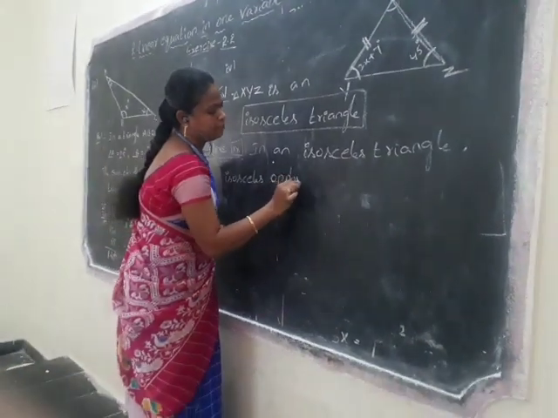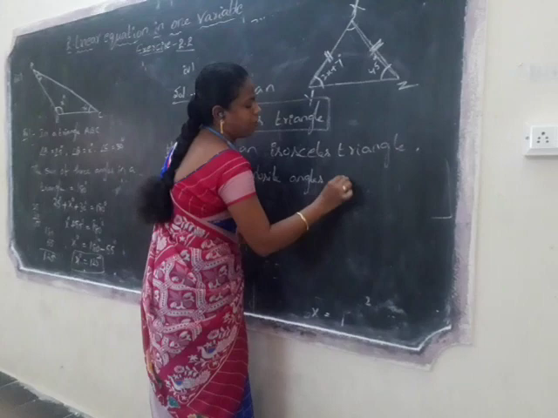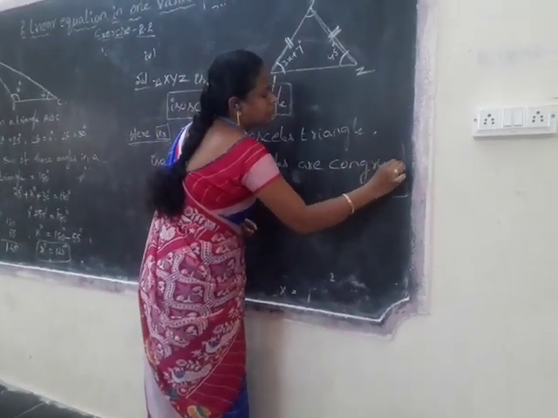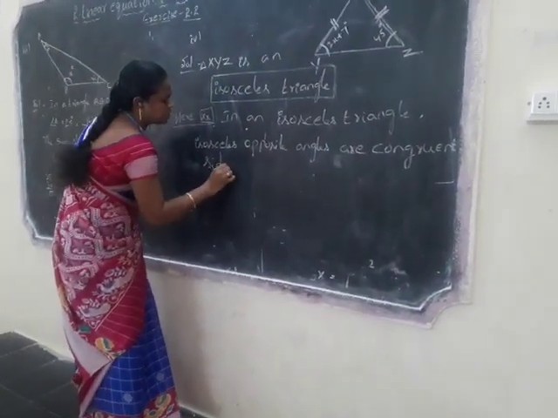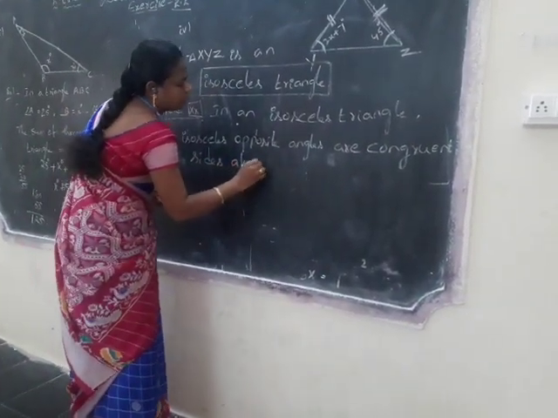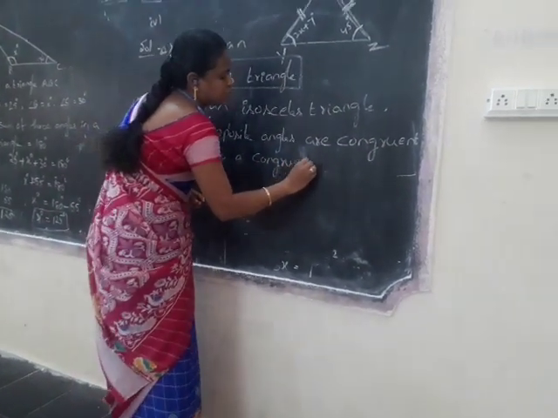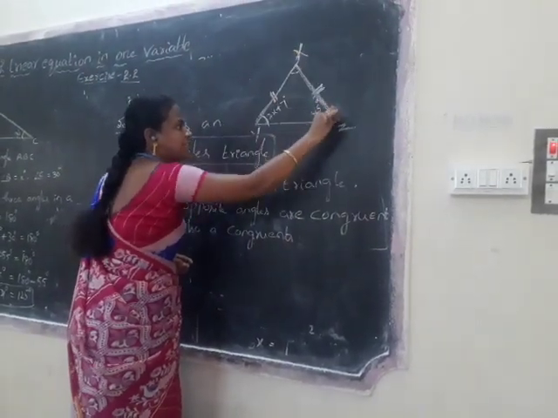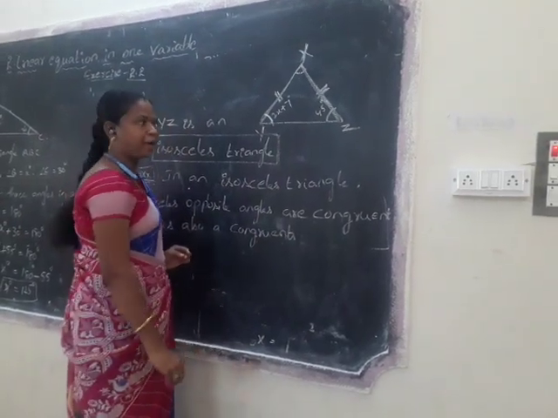Opposite angles are congruent, sides also congruent. Okay students, here the sides are congruent, then the opposite angles are congruent.